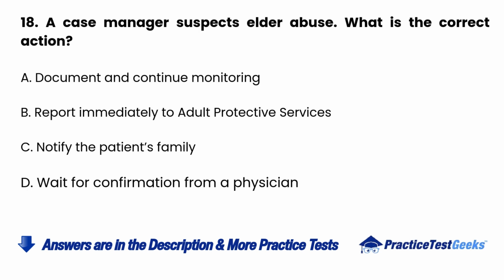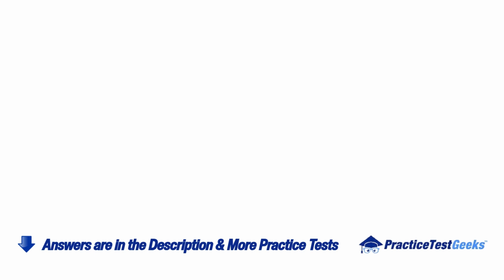18. A case manager suspects elder abuse. What is the correct action? A. Document and continue monitoring. B. Report immediately to Adult Protective Services. C. Notify the patient's family. D. Wait for confirmation from a physician.